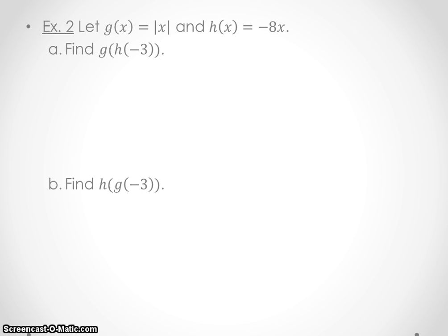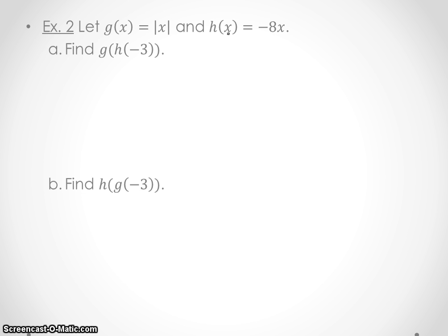Let's go ahead and continue with example 2 here, which says let g of x equal the absolute value of x, which remember was the distance something was from 0. So if we had 3, we'd say the distance from 3 to 0 is 3, so the absolute value of 3 is 3. On the flip side, let's say we had -3. Distance cannot be negative, so we would just say the absolute value of -3 is 3. So remember how those work.